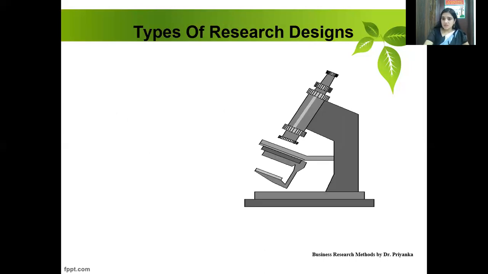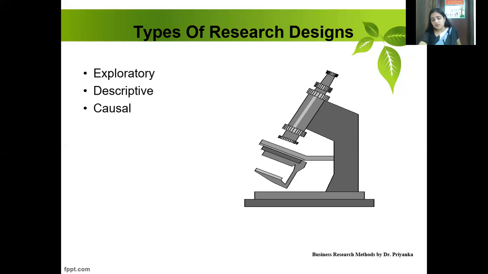Type of research designs, we have three basic research designs. One is exploratory, second descriptive, and third is causal. Though we have discussed it, let us have a look at them one by one. Exploratory research basically is to explore things when you know that your questions are very basic and you don't know much about the problem. You will be going with exploratory research so as to explore the problem in detail.